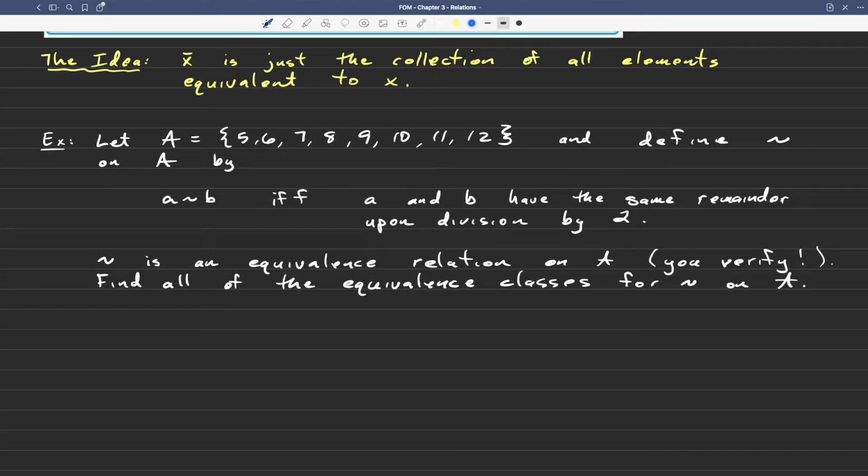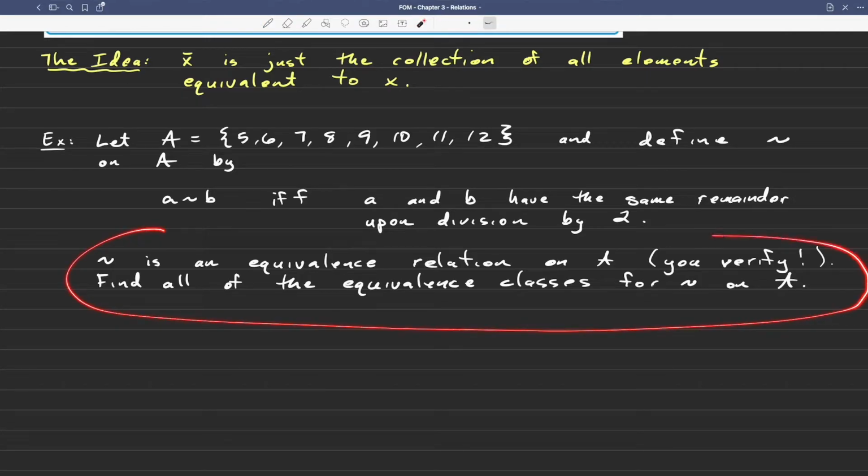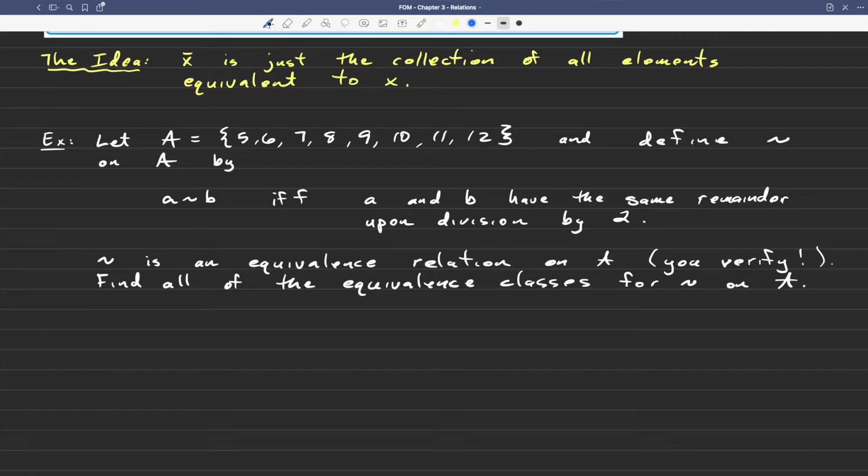Now that we understand how the equivalence relation works, let's write down what those equivalence classes are. By the way, you should verify for yourself that this is indeed an equivalence relation. So it wouldn't be a bad idea for you to pause the video here and just check the 3 conditions of an equivalence relation. It's reflexive, it's symmetric, it's transitive. But assuming that it is indeed true that this is an equivalence relation, let's write down what the different equivalence classes for tilde are.